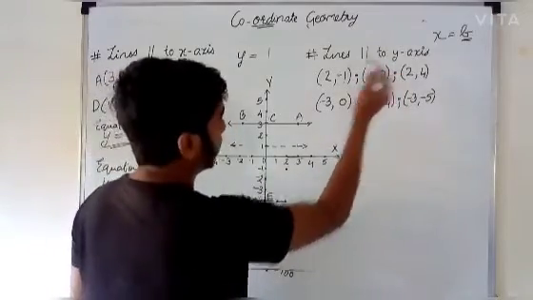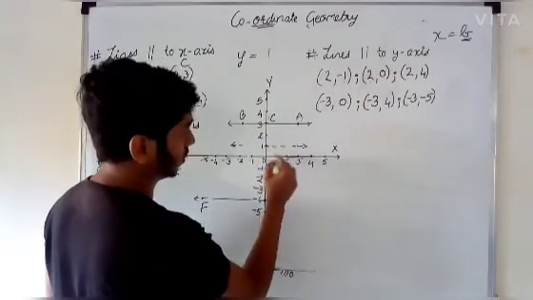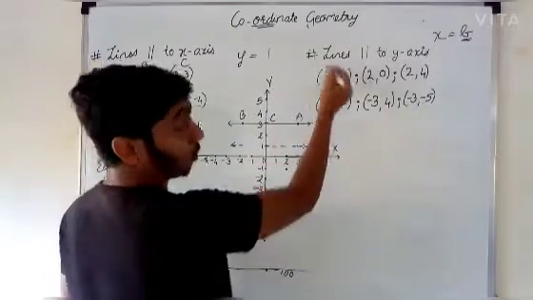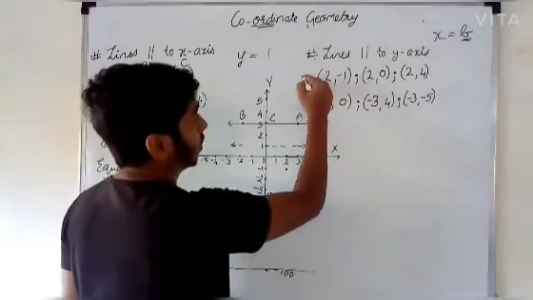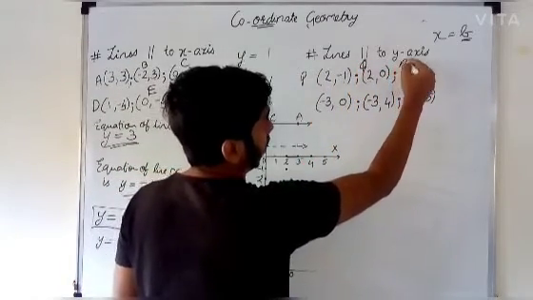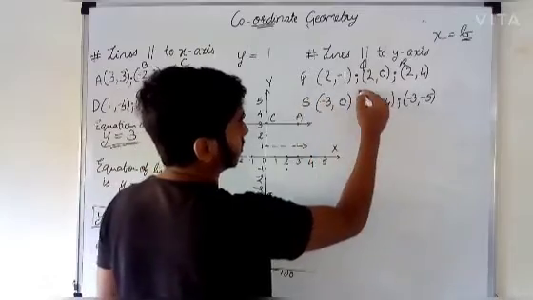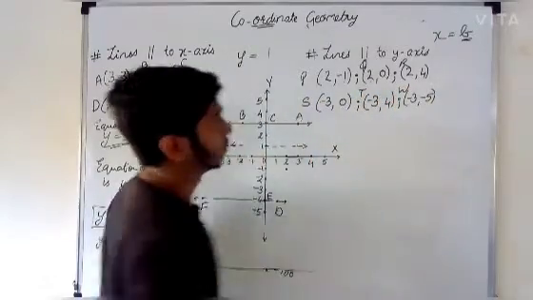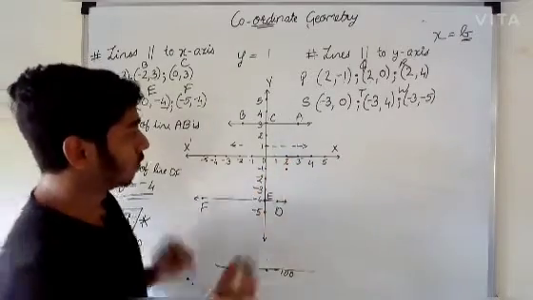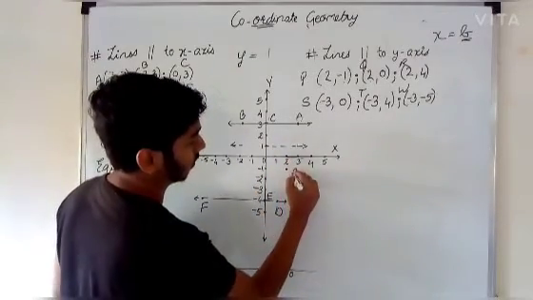Then 2, 0. So 2 here and 0. So over here at this point. We'll name this also P, Q, R, S, T, W. So we have named these 6 points also. Okay, so now this is point P.